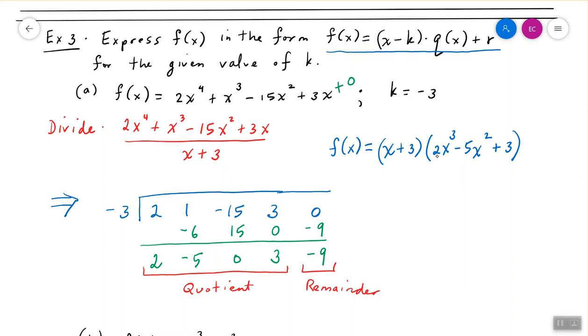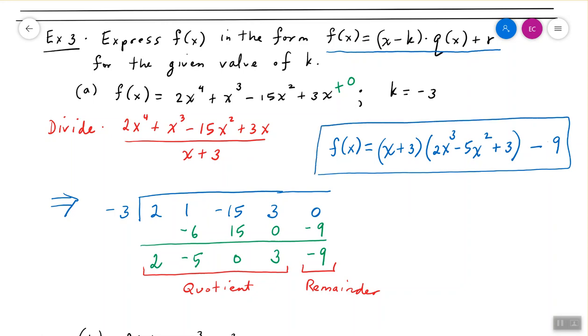So I've written x minus k times the quotient, and then I just need to add the remainder on at the end. And so that's plus negative 9, or even better, I'll just write minus 9. And there's our answer. We could verify that it's correct by multiplying it back out. If you multiply x plus 3 times 2x cubed minus 5x squared plus 3, and then you subtract 9 at the end, you'll get the f of x that we started with at the beginning of the problem.